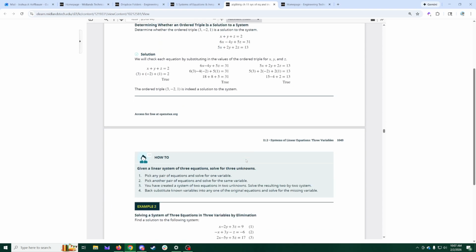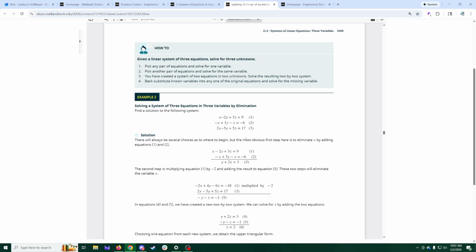Now, the really tricky one is if you are given a system of 3 equations and asked to solve it via the elimination method. And this is very similar to the addition method that we explored before with a system of 2 equations. It just takes a few more steps. So here we have a system of 3 equations.